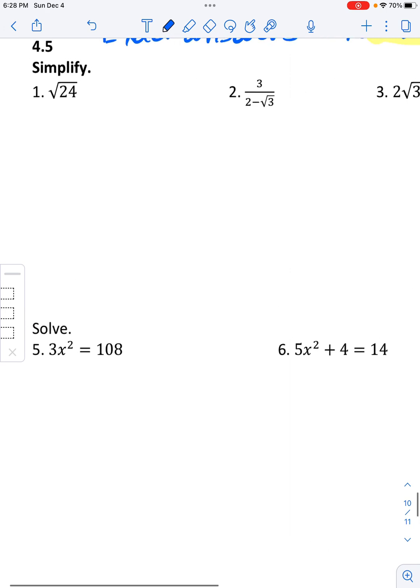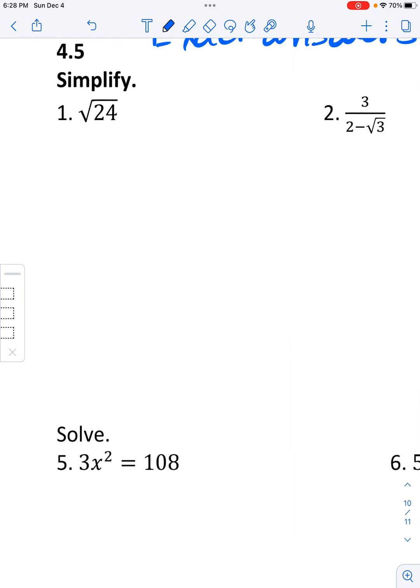You're going to be using your yellow card. Pay attention to the specific thing you're doing. We learned several different things, and I don't want you to get confused.